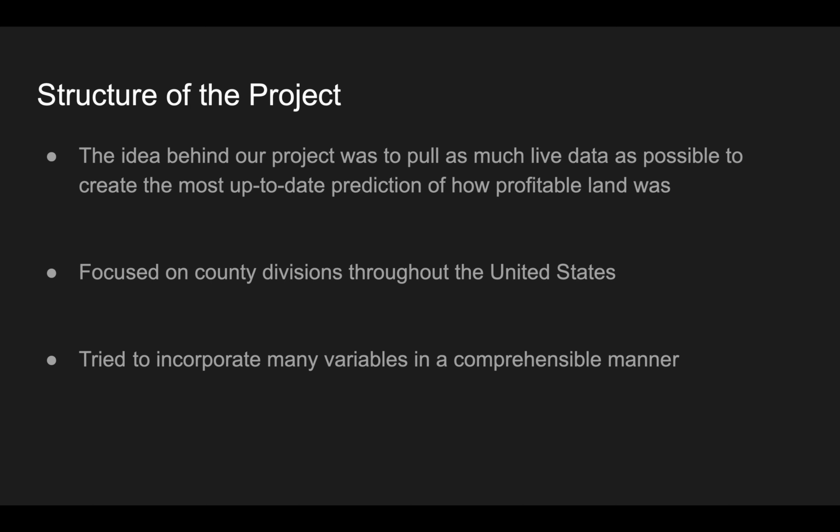So like, if there's a huge gas spike, then it's going to be more costly to farm, so it's going to become less profitable. So that was our idea. That was a little hard given the time constraints, and as I said earlier, we focused on the county divisions because that gave a more accurate representation of what's going on at the local setting. And then we tried to incorporate as many variables as possible, such as fuel cost and live crop data. But unfortunately, we weren't able to do that so much because we didn't have enough time.